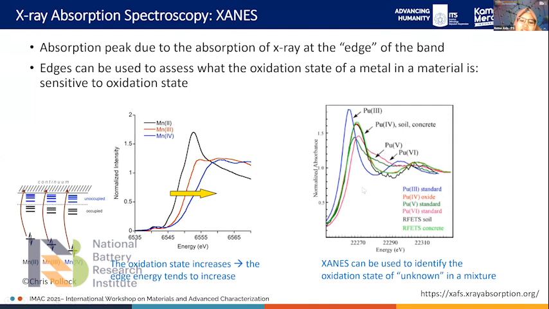Another example is that XANES can be used to identify the oxidation state of an unknown in a mixture. Here are examples for plutonium with different oxidation states. If we have an unknown sample, this part, and we know that this unknown sample matches quite well with plutonium 4, then by using this way we can identify that this unknown has the oxidation state of positive 4.